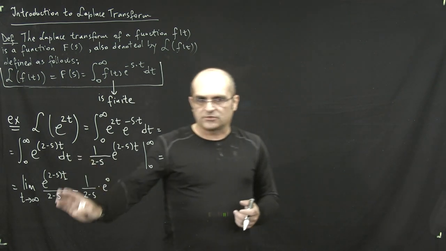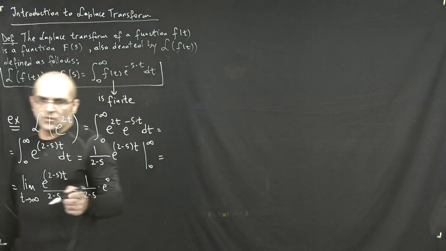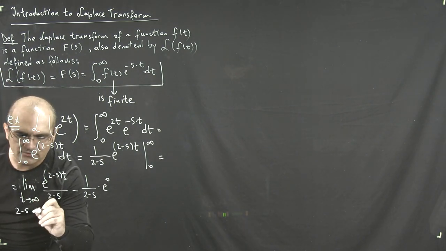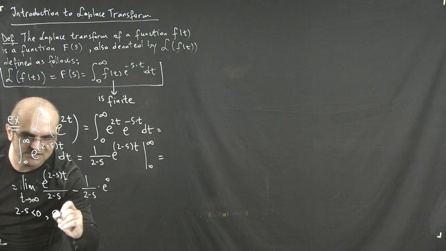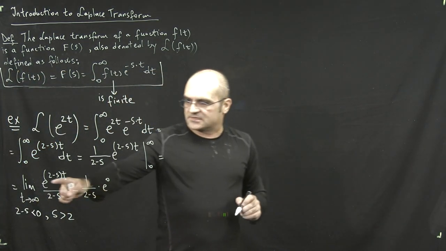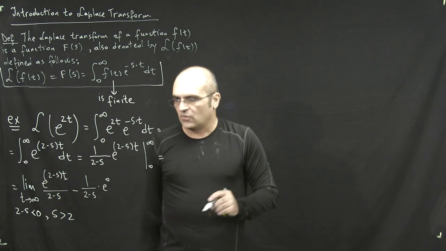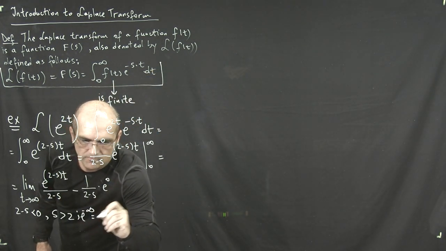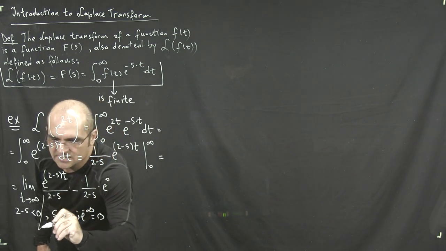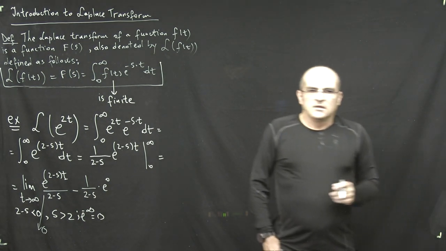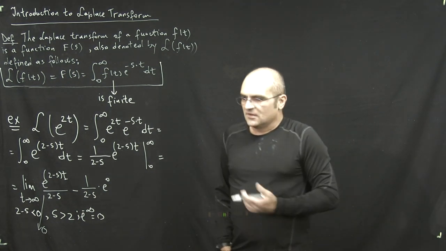Depending on the sign of that constant, you either have e to the infinity or e to the minus infinity. You want this integral to exist, so the only possibility is to assume that 2 minus s is less than 0. That is to say, s is greater than 2, because only in that case does your limit exist. So e to the minus infinity, remember, is 0, which ensures this limit converges to 0. I hope that makes sense.